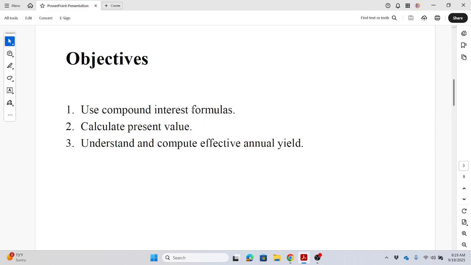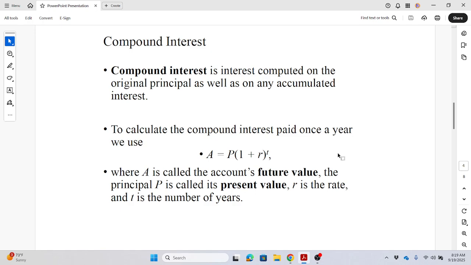So these are the objectives: the compound interest formulas, and then depending on that we also calculate present value. And finally, what is the effective annual yield, which is what is the simple interest rate if we use the compound interest formula. That is also going to be calculated in this section.